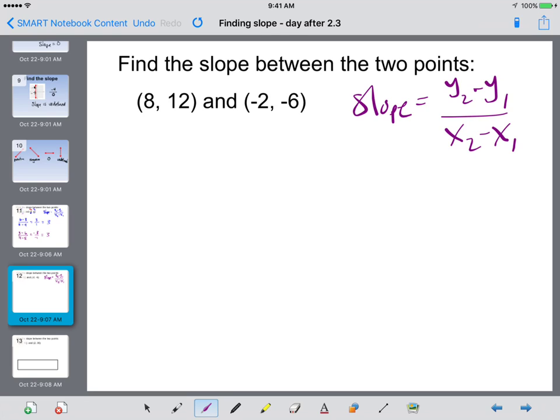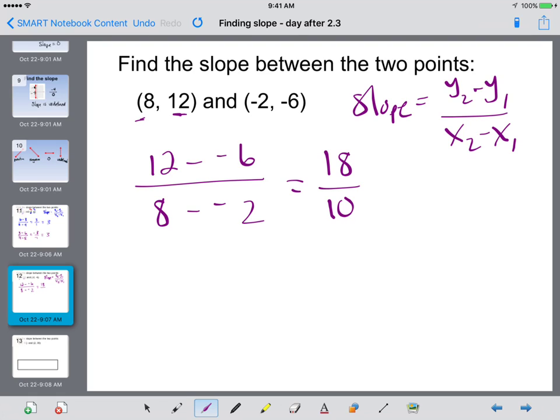So remember our slope formula of y2 minus y1 over x2 minus x1. If you want to pause the video, give this one a try first, and then you can see how you did. So I'm going to subtract my y's. I'm going to go 12 minus a negative 6 divided by my x's. Since I started with 12, I have to start with 8 as my x on the bottom. So 8 minus negative 2. I get 12 minus a negative 6, that's a positive 18. 8 minus negative 2, that is a positive 10. This would reduce to 9 over 5. So slope is 9 over 5.